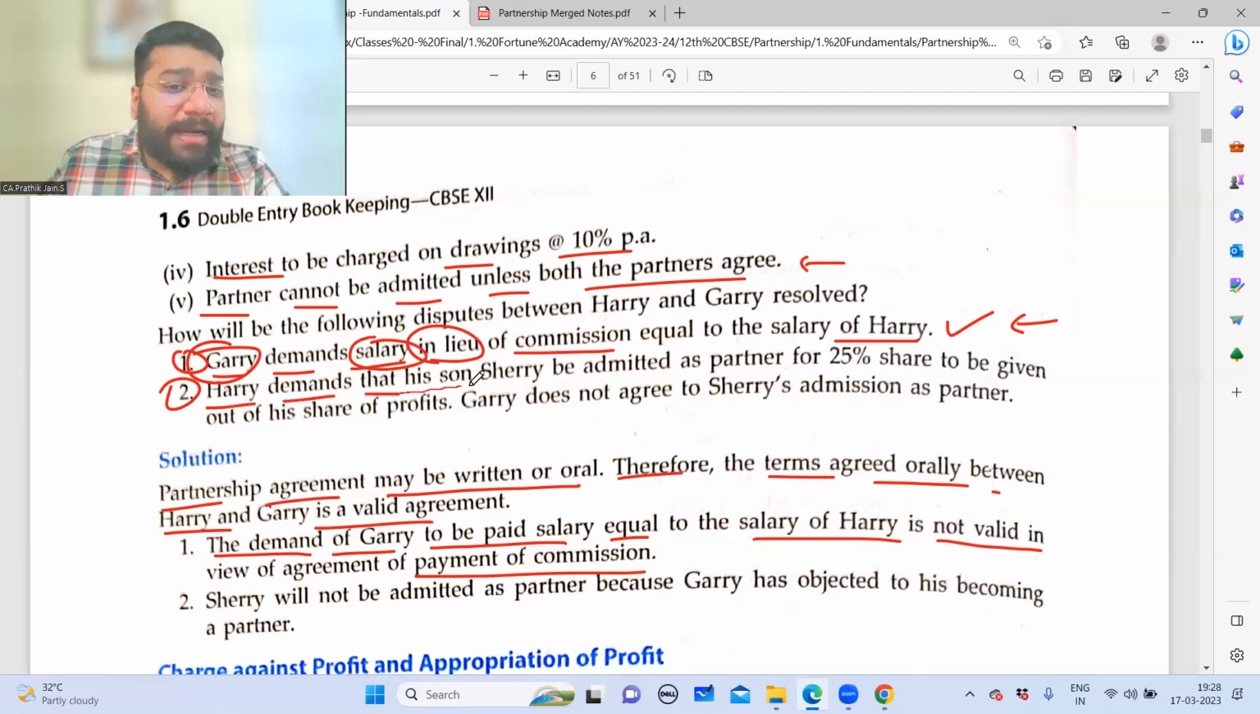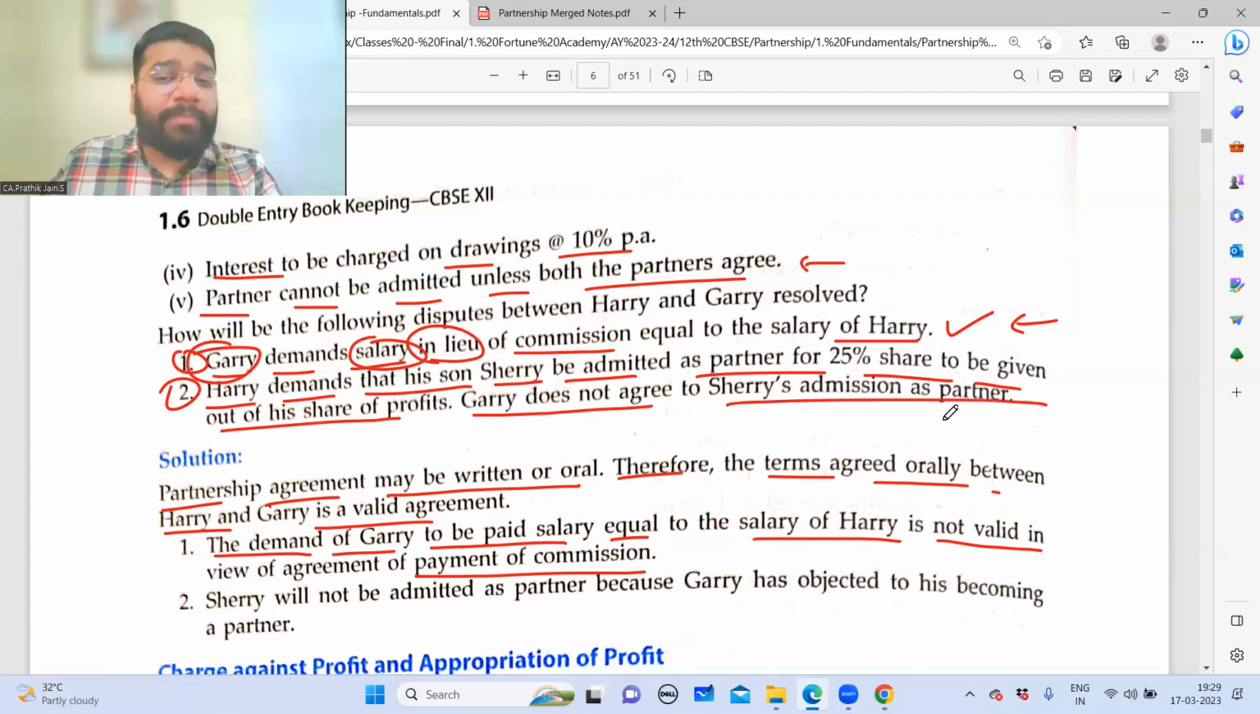Harry demands that his son Sherry, see again rhyming, Harry, Sherry, Gary. Harry demands that his son Sherry be admitted as a partner for a 25% share out of the share of profits. Gary does not agree to Sherry's admission as a partner.